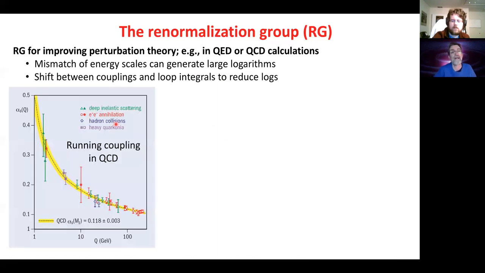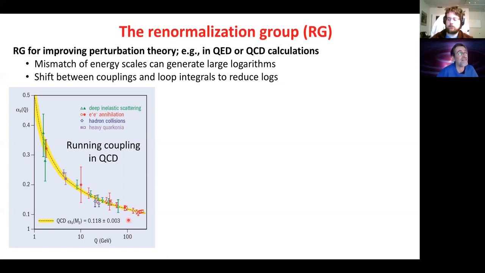Okay. An example of that is what's known as the running coupling in QCD. So this is the fine structure constant of QCD, the strength between quarks and gluons. And if you change the distance scale at which you look at it or the momentum scale, it changes how big it is. And particularly it gets very small if you go to very high energy, and that's called asymptotic freedom.